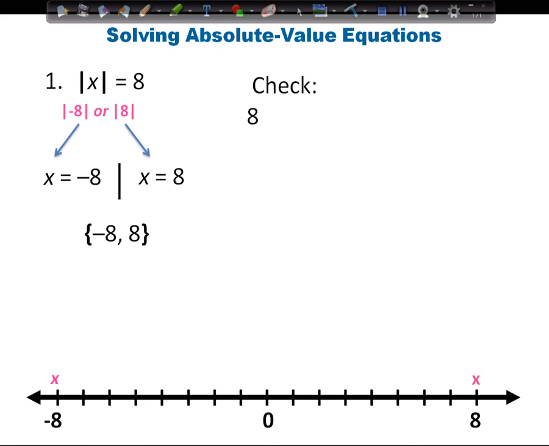If I go through to check these numbers, I go back to my original, and instead of x, I'm going to put in negative 8. So it's the absolute value of negative 8 equals 8. Absolute value turns everything positive, so the absolute value of negative 8 is a positive 8, and 8 equals 8. Then I'm going to put in my positive 8. The absolute value of positive 8 also equals 8, so 8 equals 8. So both negative 8 and 8 are solutions to our absolute value equation.